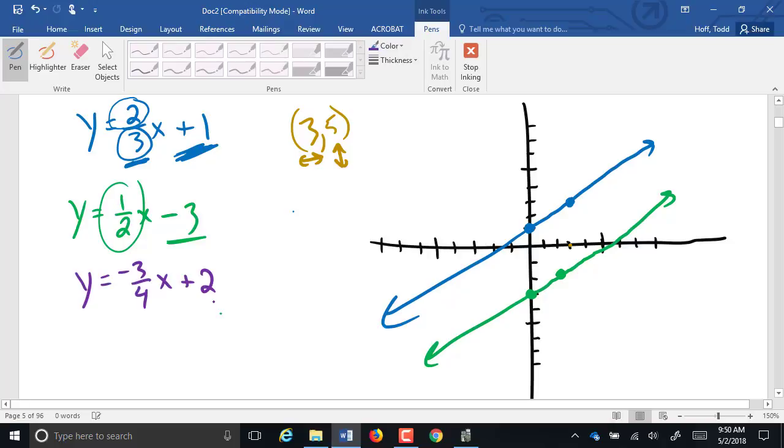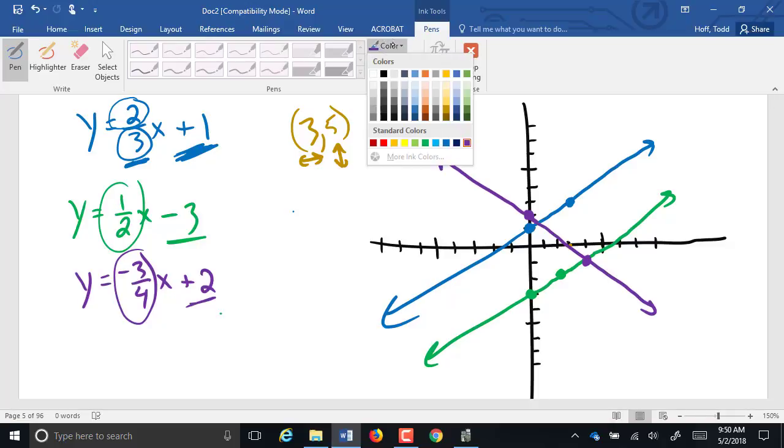Where's this one going to start at? +2, so we go up to 2, that's where we start. Now here, this is our first experience with a negative slope. The negative always goes with the rise. The run is always left to right, always a positive run. So the negative here is going to go with the 3, which means instead of going up 3, we go down 3. And then we run 1, 2, 3, 4. So there is our second point on the line. There's our line. Not so bad.